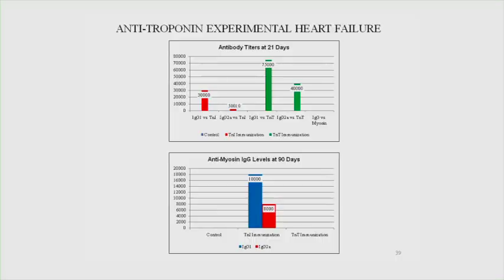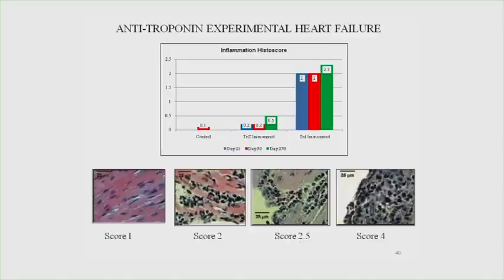Now, at 90 days, the situation changes. You will see that there are anti-myosin antibodies in the mice immunized against troponin I, but not against troponin T. So something was going on in the mice that were sensitized to troponin I, and they damaged the heart, causing myosin to leak out into the circulation, and we get a secondary immune stimulation. But that's only with troponin I, not troponin T.